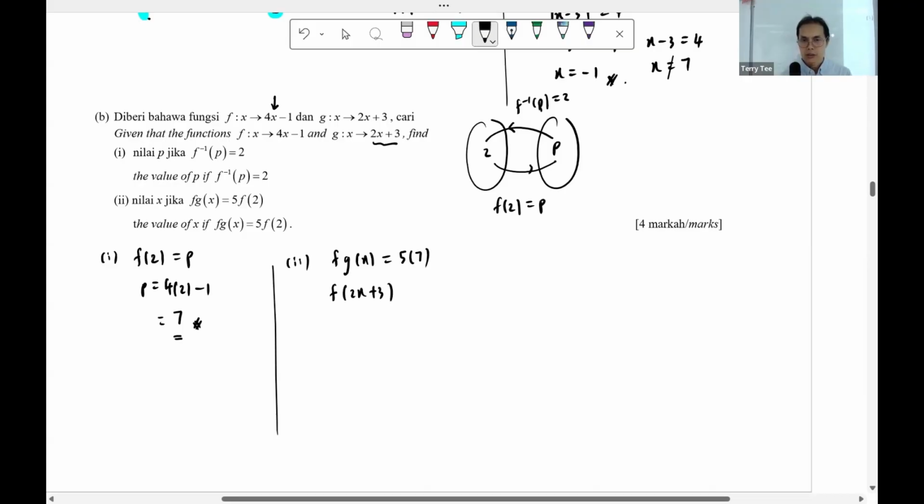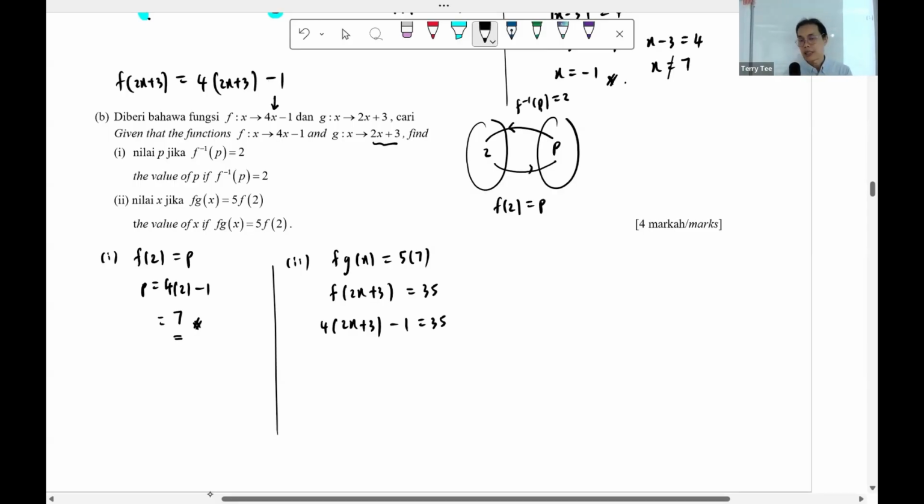2x plus 3. This is 5 times 7, 35. Now take this bracket, put inside f(x). Okay, you got to think bracket. f(x) is 4x minus 1. So if I put 2x plus 3 here, I must put 2x plus 3 here. So you have 4 of (2x plus 3) minus 1. The result is 35. Now, how you want to continue solving from here is up to you.